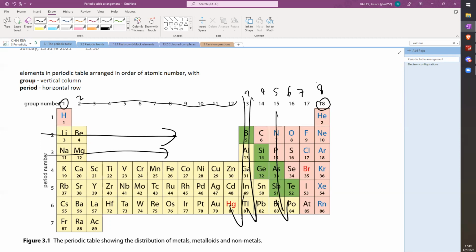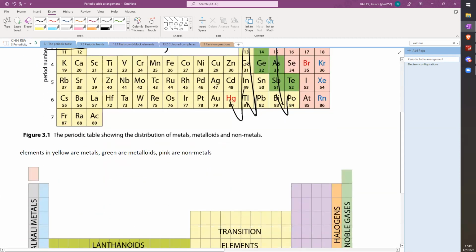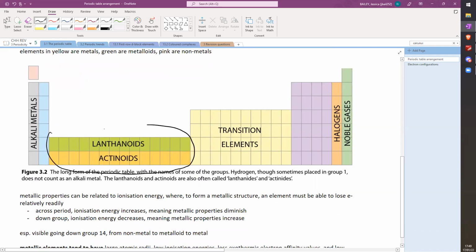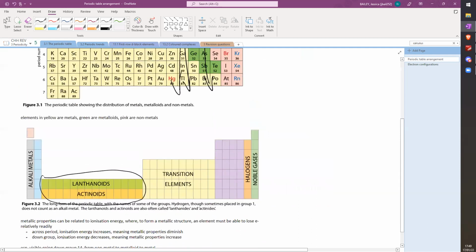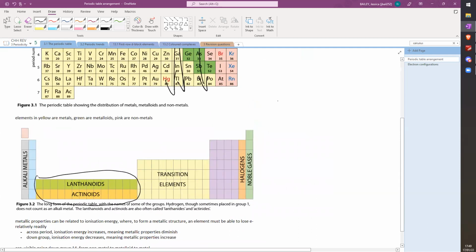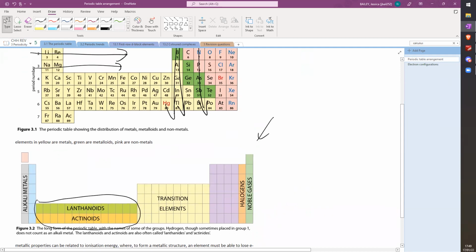At least those are the ones that we're concerned with, because technically there is a whole section which is taken out from the periodic table. A normal periodic table just has it at the bottom, because this is the long version of the periodic table. But you don't need to worry about those.